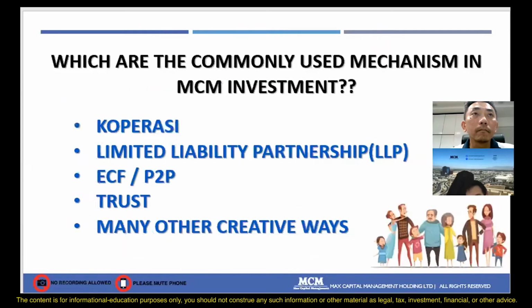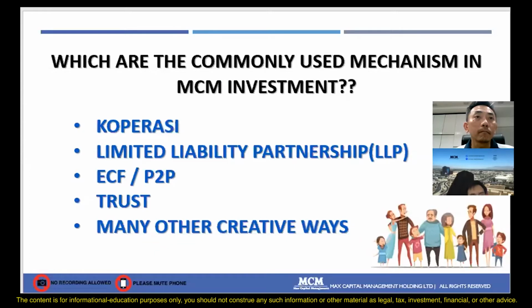And usually, the commonly used mechanisms in MCM investment, you guys can see, include koperasi. I believe from the Tanah Spa days, we have been using koperasi. And then recently we also see a lot of limited liability partnerships. We can also call this a company structure.